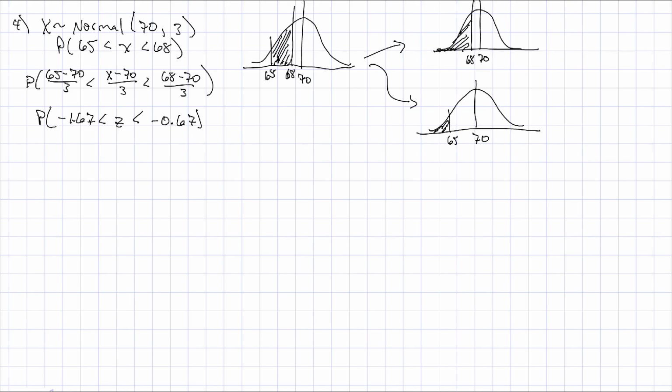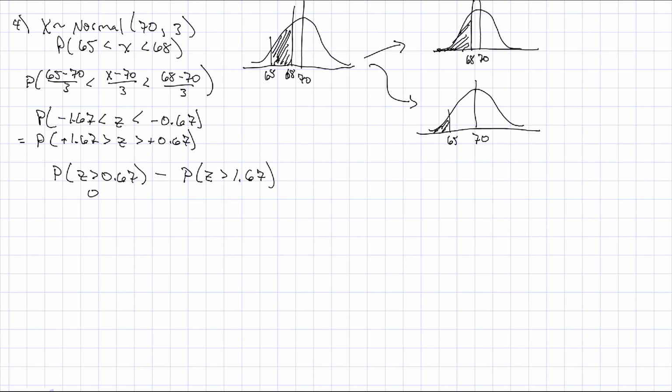Now this is the same as asking the probability that positive 1.67 is greater than z is greater than positive 0.67. So again, it's a mirror image, so I just flip it, and when I flip it to positives, I switch my less than to greater than signs. So we've got the area to the right of 0.67 minus the area to the right of positive 1.67. So it's the larger area minus the smaller area that gives us our area of interest.